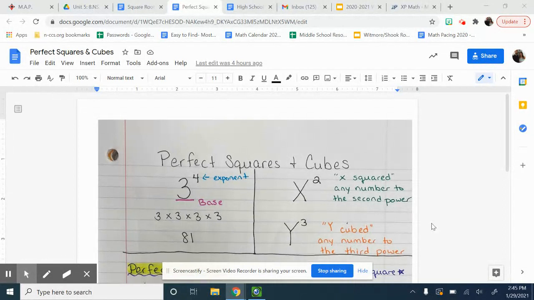The 3 is actually called your base. The 4 is your exponent. So what that means is you're going to multiply 3 4 times. 3 times 3 times 3 times 3 for a total of 81.